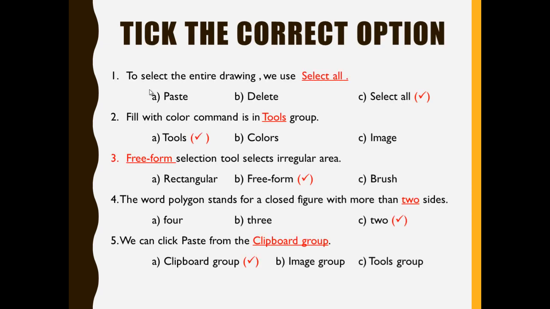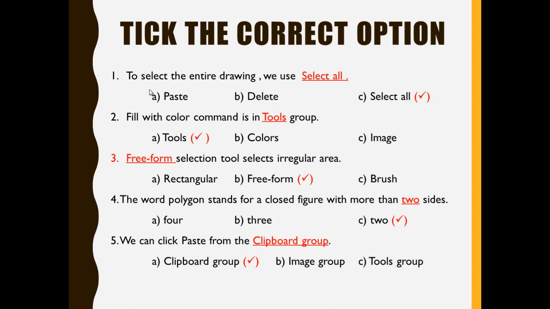Take the correct option. First, to select the entire drawing, we use, answer is select all. So the sentence will be, to select the entire drawing, we use select all. Next, fill with color command is in dash group. And the answer is tools. So the sentence will be, fill with color command is in tools group.